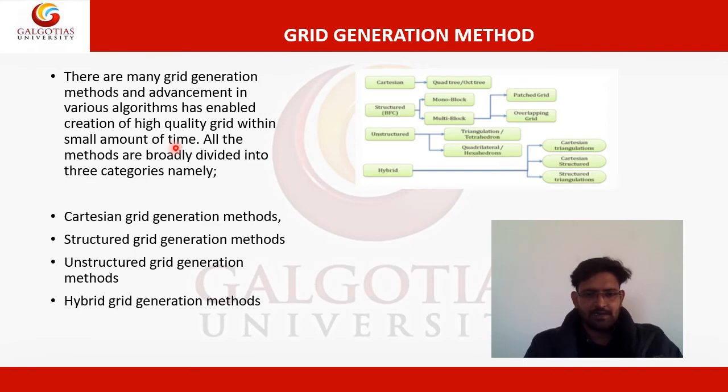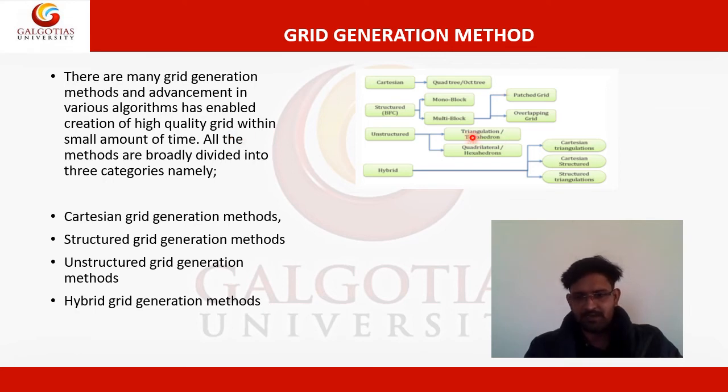Now this is the grid generation method. There are many grid generation methods, and advancement in various algorithms has enabled creation of high quality grids within a small amount of time. All the methods are broadly divided into three categories mainly.